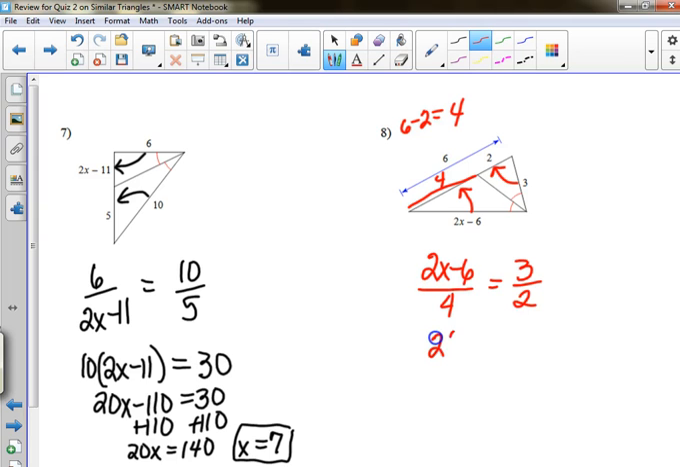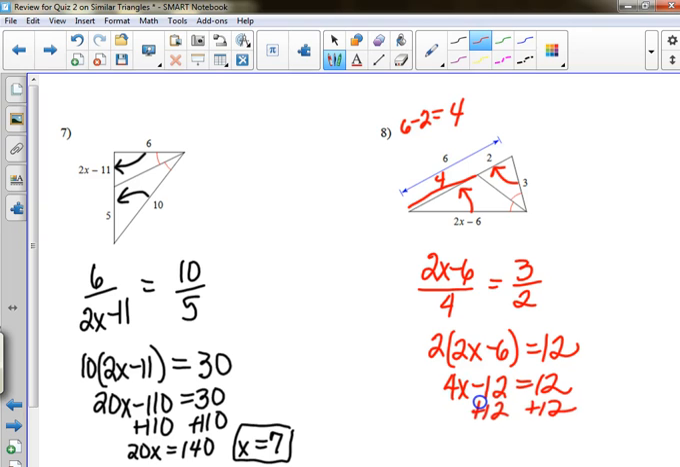Cross multiply. 3 times 4 is 12. Okay, be careful. This isn't 0 because we're adding 12 to get rid of this. So we end up with 4x is 24. Divide. Get x is 6. All right.